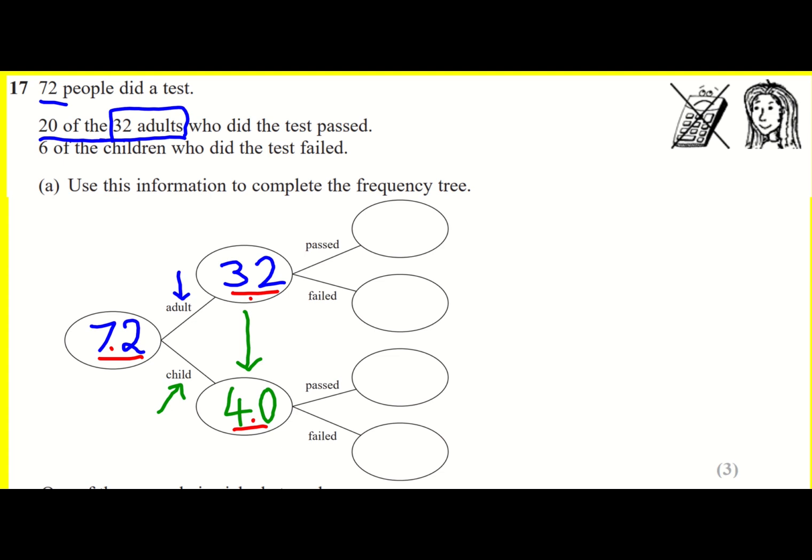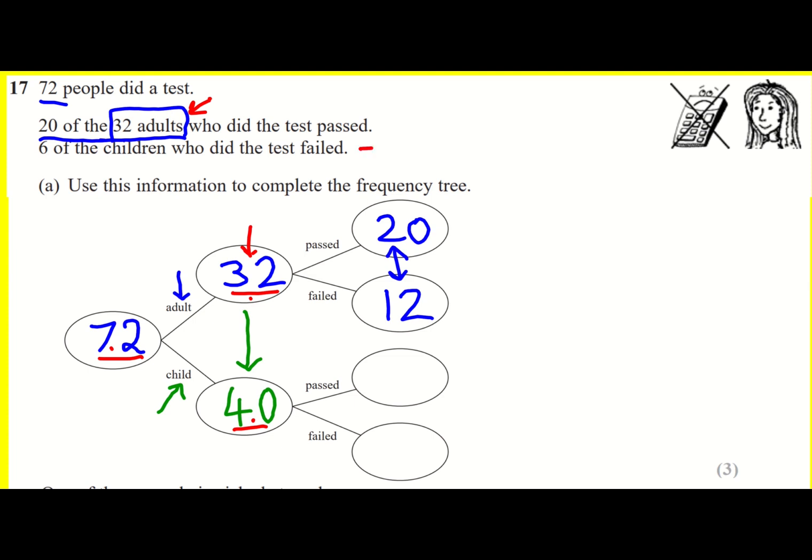Right, let's just go back to this sentence here. 20 of the 32 adults who did the test passed. So I can put that 20 passed. Now, if I know that 20 passed, 12 must have failed. Why? Because these two numbers add together to give this number.